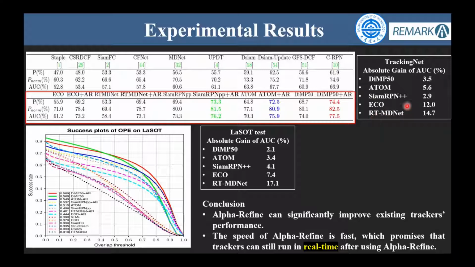ECO and real-time MDNet, which lack precise scale estimation. The improvement is up to more than 10%. In summary, AlphaRefine can significantly improve existing trackers' performance. The speed of AlphaRefine is fast, which promises that the tracker can still run in real time after using AlphaRefine.